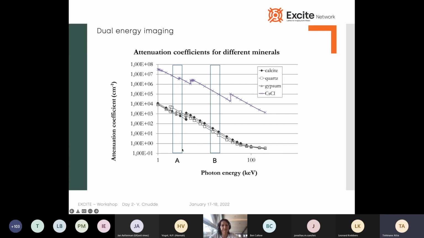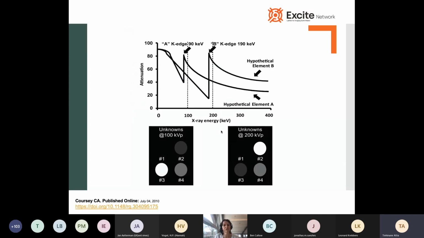So you see that if you scan at situation A, the cesium chloride has a high linear attenuation coefficient, but then the highest will be the quartz. And then you will have the calcite, so with the lowest gray value. Well, if you look at situation B, you see that there first it is the cesium chloride and then it is the calcite. So you have a shift by just changing the energy at which you are scanning. And this can be used, and is already used, for instance, to get some estimations of the chemical composition based on this dual energy.